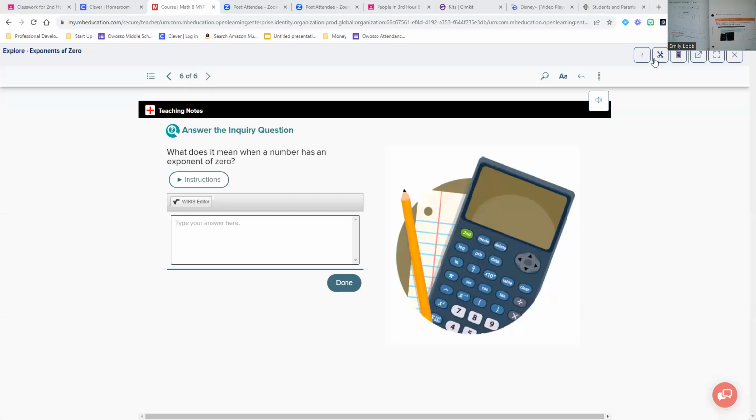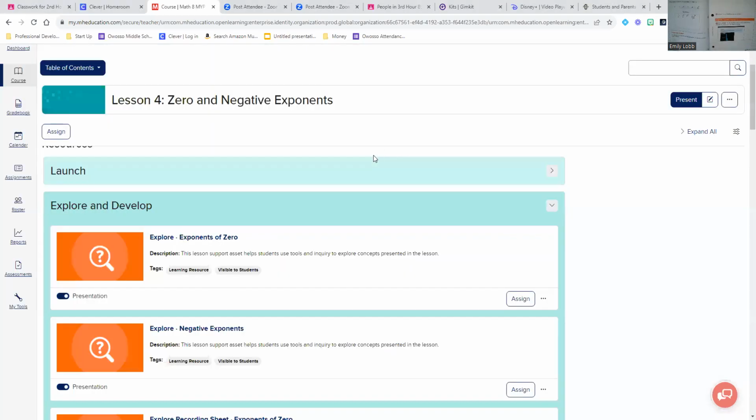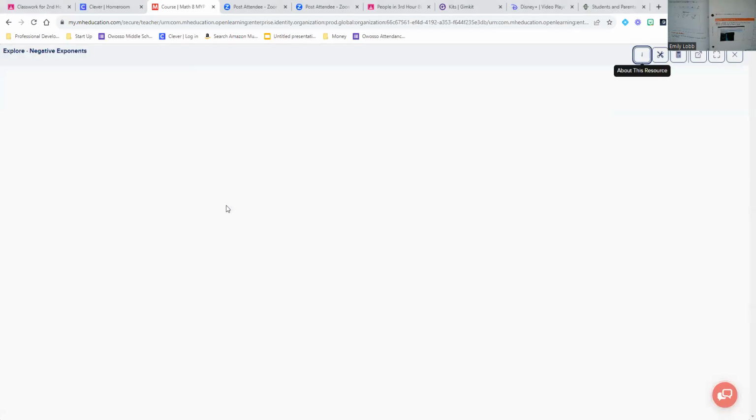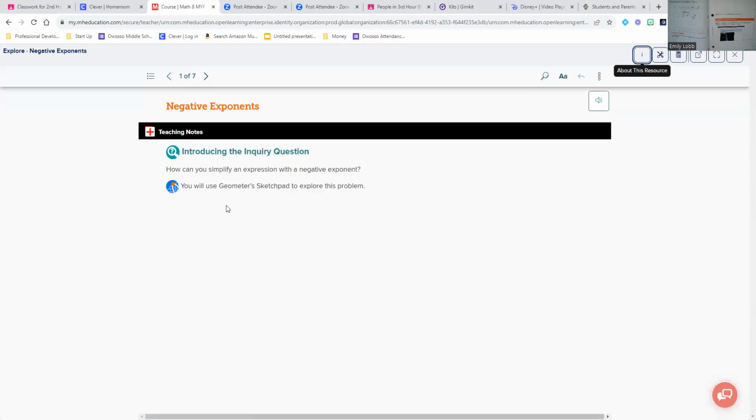I got it. We're not going to Boom Decks right now, nope. But we have looked at negative exponents in our Boom Decks. We are probably going to do Boom Decks on Monday unless we go really fast today. I kind of have them there just in case.